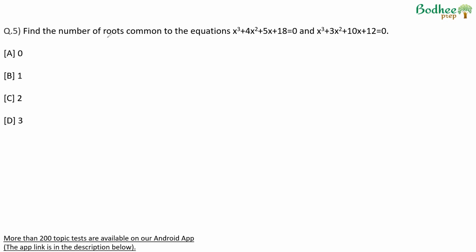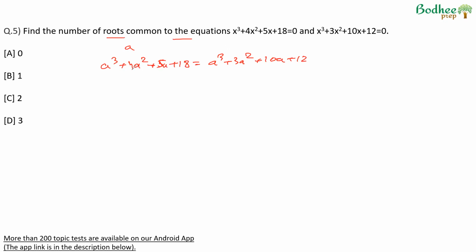Find the number of roots common to the equations x cube plus 4x square plus 5x plus 18 is 0 and x cube plus 3x square plus 10x plus 12 is 0. Now here what happens is, if a is the common root, then a cube plus 4a square plus 5a plus 18 should be equal to a cube plus 3a square plus 10a plus 12. For that root a, both the values will be 0 and therefore they can be equated.